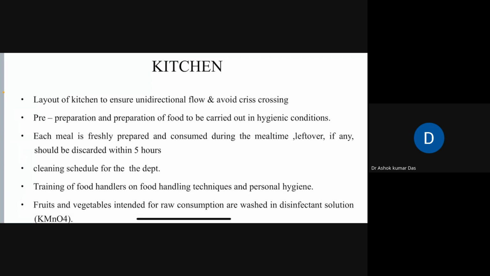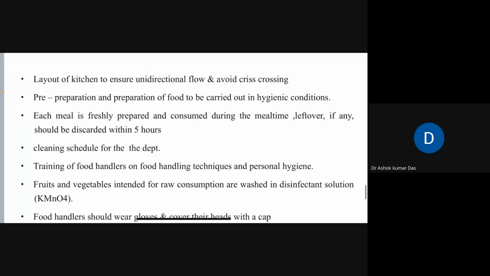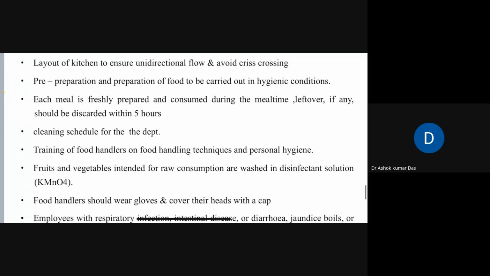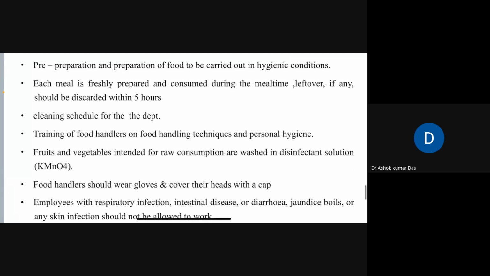We can make a schedule for their chest X-rays, and we should look for any TB. We should get them checked for these types of infections regularly, and also for other infections, because there could be cuts over the skin. Then some viral markers testing could also be ensured. So we should again have an SOP for the kitchen management, and we should ensure that they wear gloves and cover their heads with a cap.